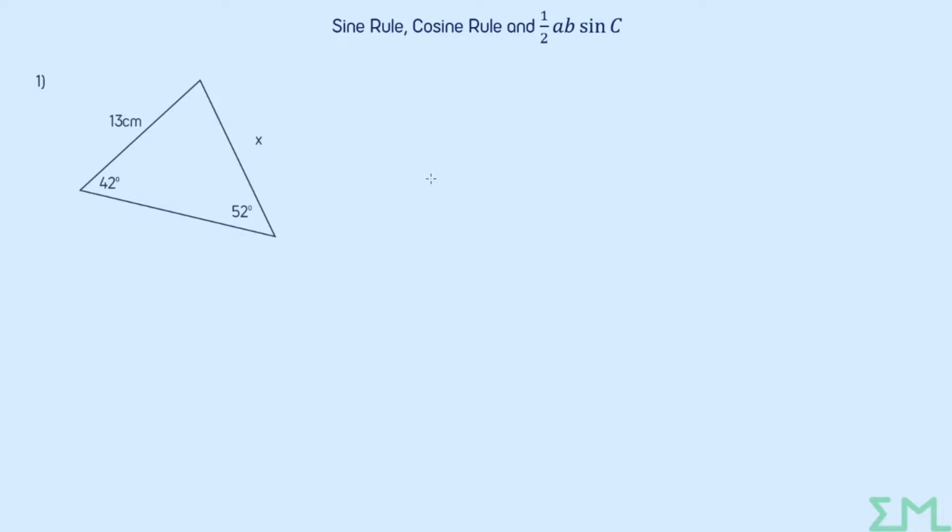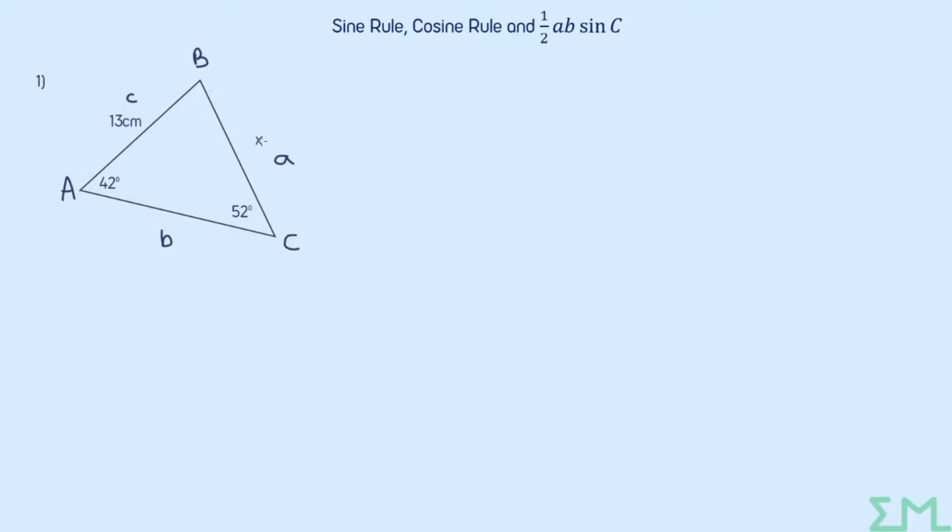Okay, so here's question 1. I'm going to start by labelling the angles and sides so that I can use my formulae. It doesn't matter how you label the angles and sides, as long as you stick to having the same letters opposite each other. So I've gone with A, B, C, like this.